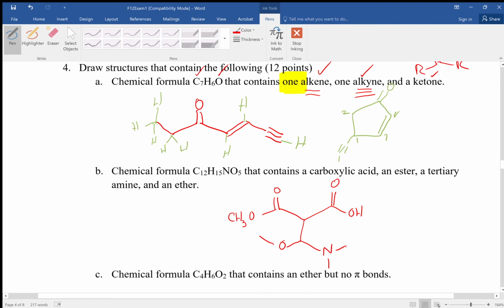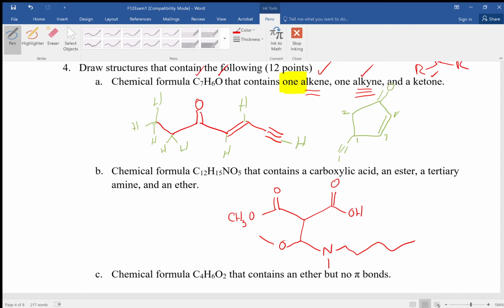So for now, I'll just put them over there. So now we have all of our functional groups. We've accounted for our nitrogen. Do we have 5 oxygens? We've got 2 in the acid, 2 in the ester, and 1 for the ether, so we've used all 5 oxygens. What about hydrogens?